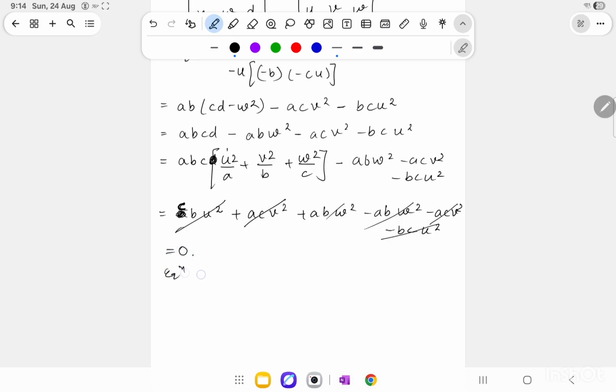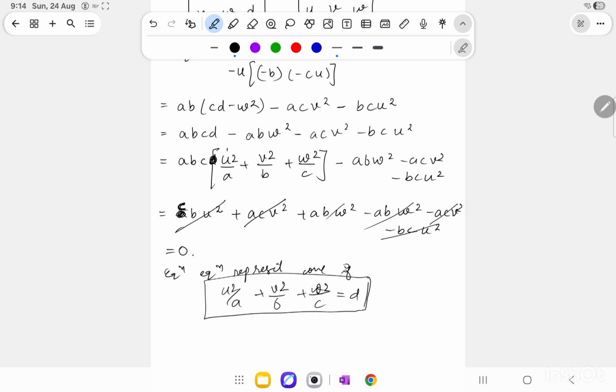So the given equation represents a cone if U square by A plus V square by B plus W square by C is equal to D. You can solve it via another method as well.